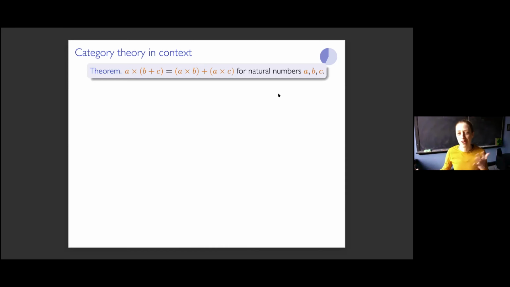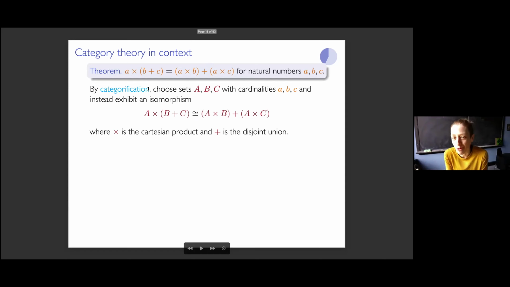Let me try and come down to earth as far as possible. I'm going to prove for you the distributivity of multiplication over addition for natural numbers, in a particularly categorical way. Of course, there are other ways to prove this. You can use induction or something, but let me prove it in a categorical way.